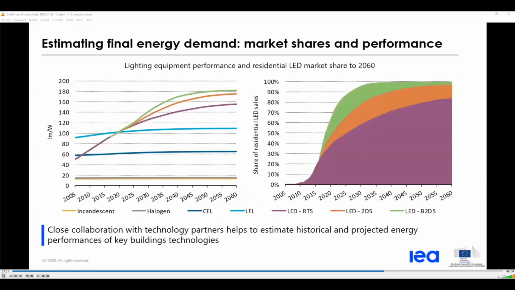Here you have an example of the projections we made for various lighting technologies. On the left, you have the evolution of efficiencies, and on the right, the evolution of the market share of the LED. So with this information, we'll be able to compute the main outputs of the model. So you can see that estimates of historical efficiencies and performances of equipment and possible future evolutions are key parameters to make reliable estimates. That's why technology partnership, sharing information, and continuous interaction with the energy industry are really crucial elements to achieve it.